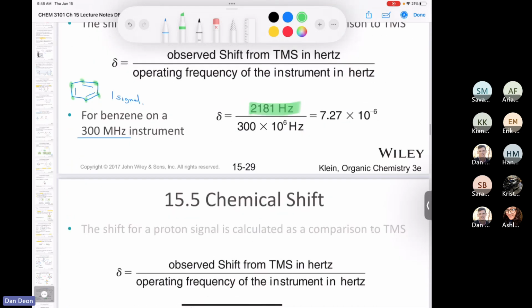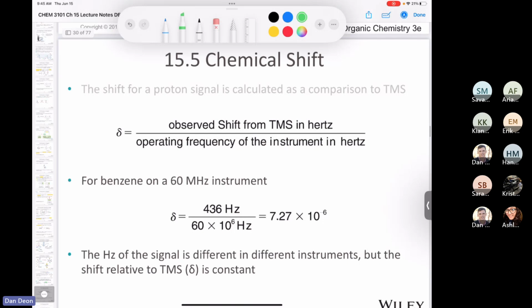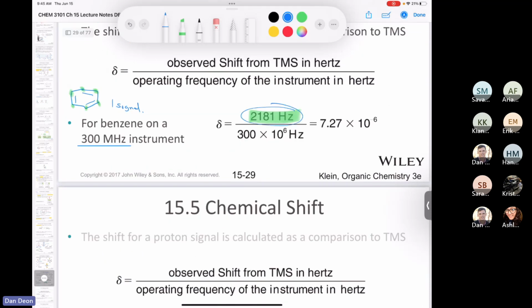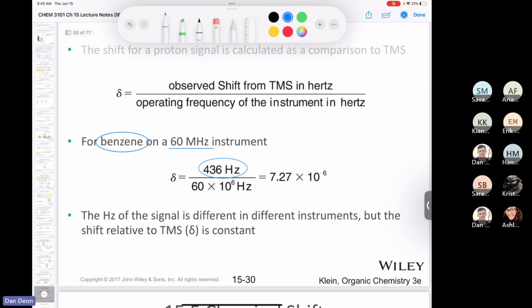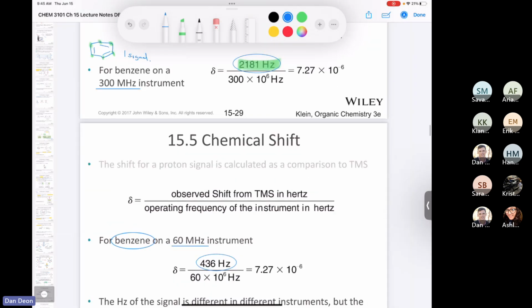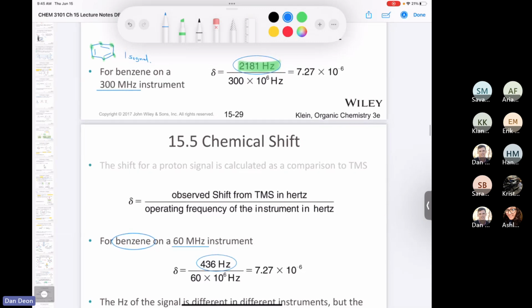Well, let's take a look. What if you have another spectrometer that's a 60 megahertz instrument and you run the same NMR for the same compound? So this is for benzene as well. What you get is that the chemical shift with respect to TMS in a 60 megahertz spectrometer is only 436 hertz. Over here, it was 2,181. It's the exact same compound. So if one person owns a 300 megahertz instrument and the other person owns a 60 megahertz instrument, comparing their results, 436 and 2,181, is going to be a huge pain in the neck.